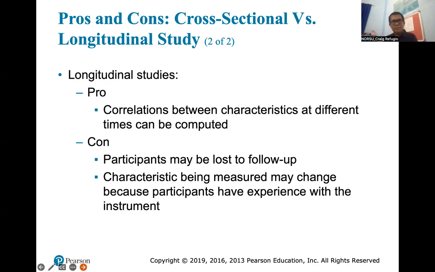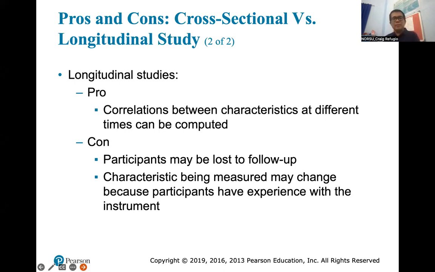Or even the nutritional status when they are in grade 2 and when they are in grade 3. Then when they are in grade 5 and grade 6, you can correlate the grade 5 nutritional status and grade 6 nutritional status. The con: participants may be lost to follow up. Characteristics being measured may change because participants have experience with the instrument.